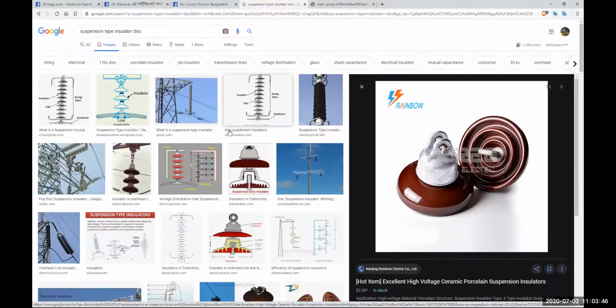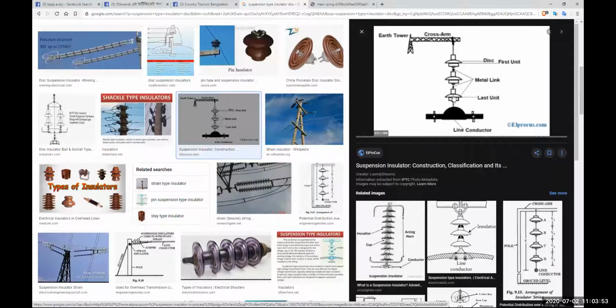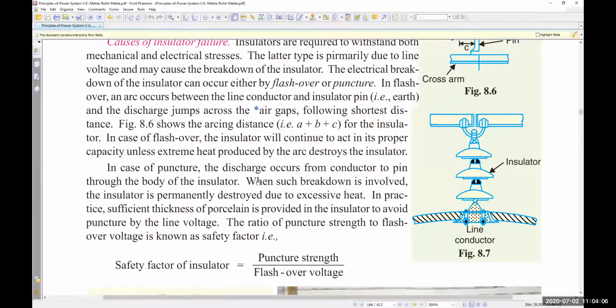So here, theoretically speaking, this one is insulator, this one is insulator, this one is insulator, but in between you have some metal link. Since there is a metal link, this is metal, this is insulator. This is metal, this is metal, this is insulator. This is metal, this is metal, this is insulator, right?